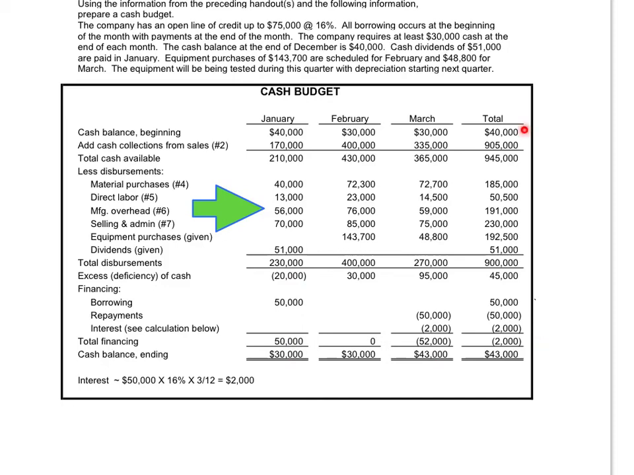At the beginning of the quarter, which was January 1, my cash balance was 40,000. So I put 40,000 here. I do not add these three numbers across because it doesn't make sense. I don't have 100,000 at the beginning of the quarter, which is what these add up to. I only have 40,000. I can add my cash collections across, get 905. 40 plus 905 gives me 945.